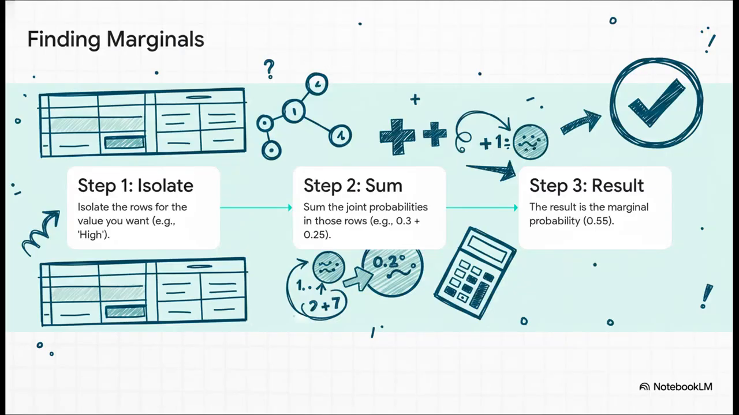Let's just trace the steps here on the slide using our example. We want the probability of grade equals A. So, step 1, isolate. We go back to our joint table and we find every single row where the grade is A. There are two of them, the one with high intelligence and the one with low intelligence. Right? Okay, step 2, sum. We take the probabilities from those two rows, which were 0.3 and 0.1, and we just add them together. And step 3, result. The sum is 0.4. That's it. That's our marginal probability. The overall chance of any student getting a grade A is 40%.